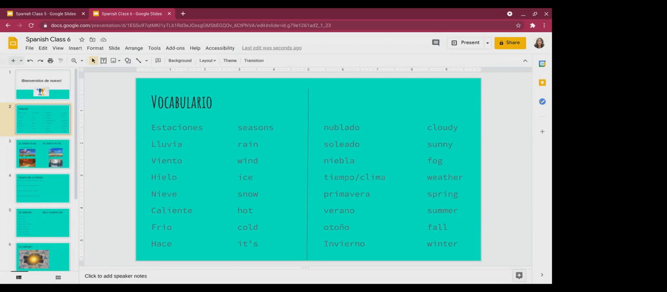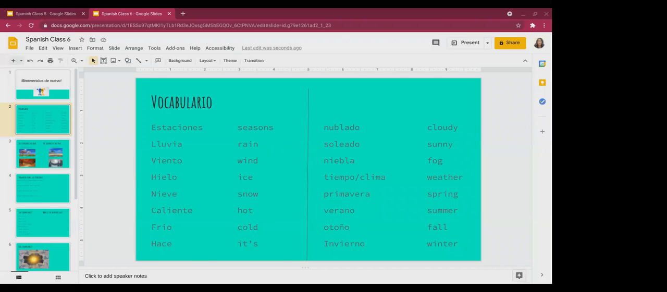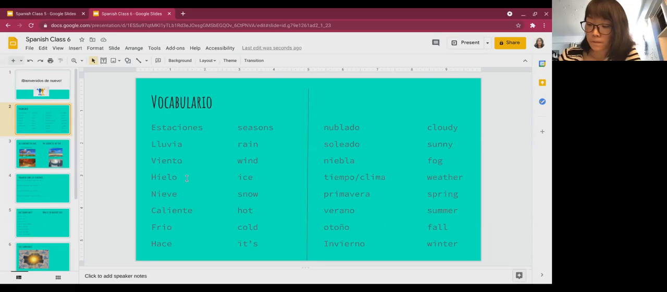Now the next word is lluvia. You remember when I said when there's a double L, it sounds like a Y, right? So lluvia, which is the rain. Viento, which is the wind. Muy bien.